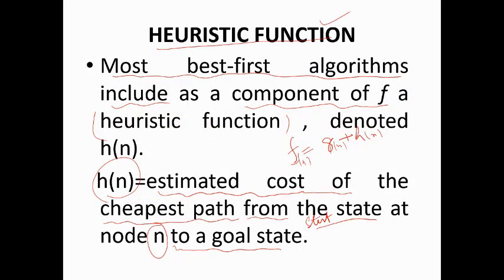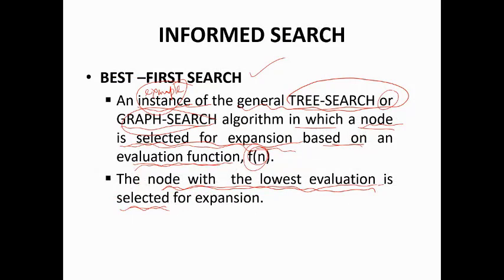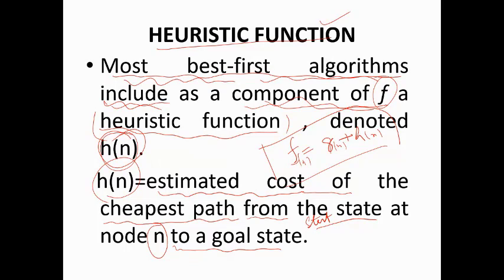The next point: what is the heuristic function? We were talking about this function, and now we have another function. I have combined all these functions together here. Most best first algorithms include a component of the main function, which is called the heuristic function. The heuristic function is denoted by h(n). So these functions are related like this.